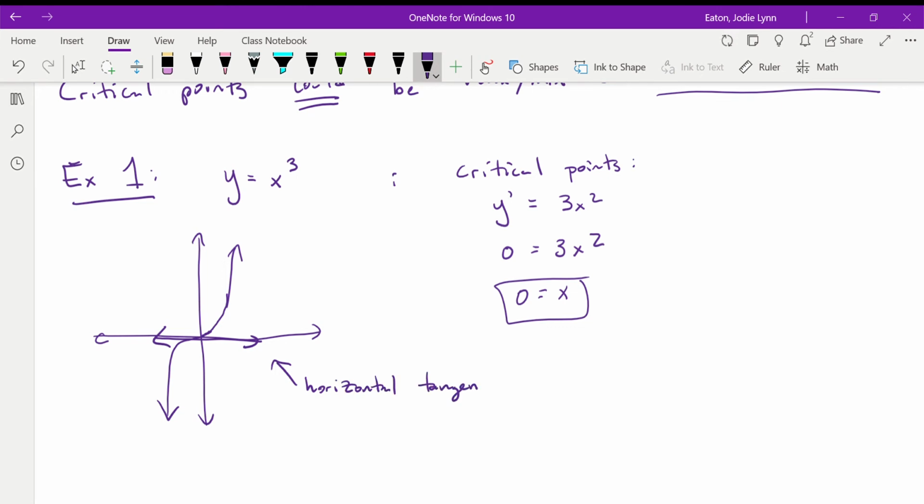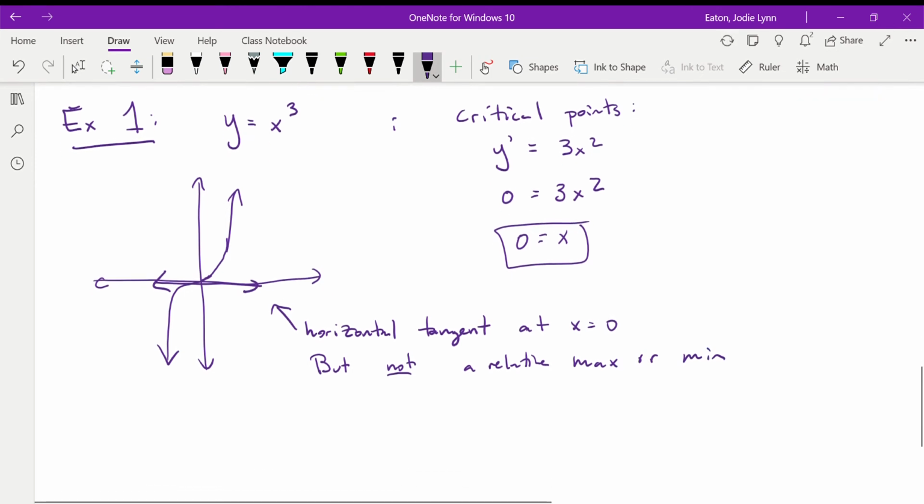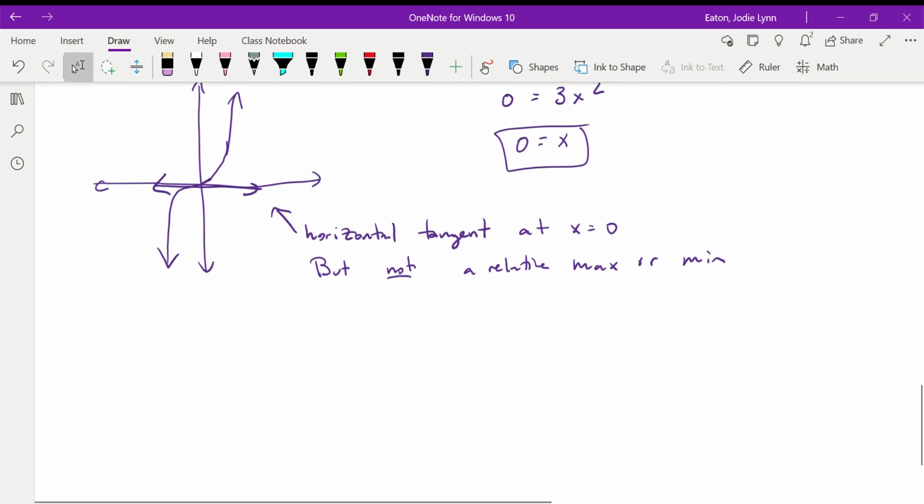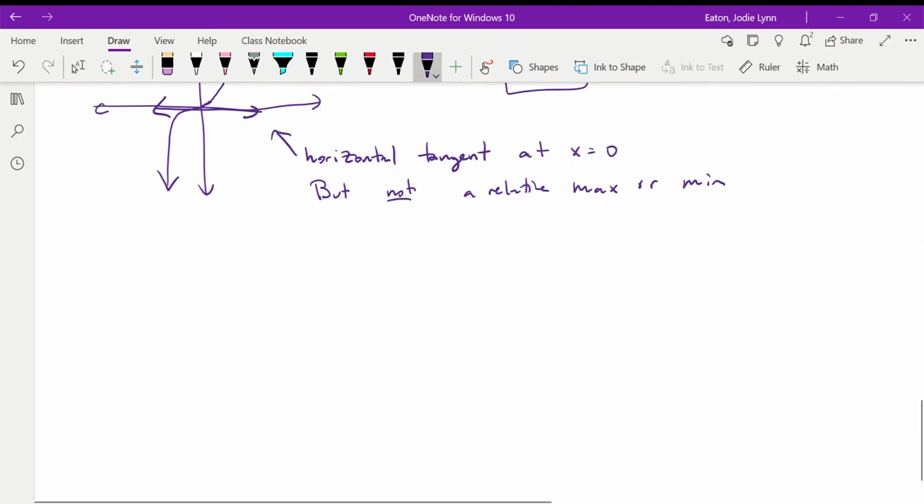So the tangent line, because our derivative is equal to 0 at x equals 0, that means we have a horizontal tangent line at x equals 0. But it's not a relative max or min. It's just a horizontal tangent line, and that can happen. So not all critical points are going to be maxima or minima. But if you have a relative max or min, it is going to occur at a critical point.